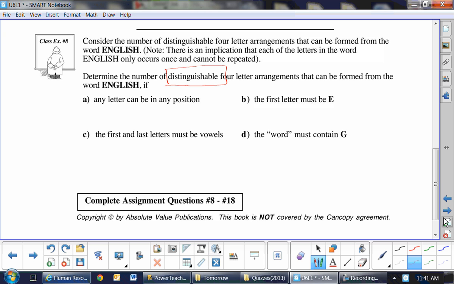They didn't ask for words, right? So GLSH would be considered one of them because it's just a 4-letter arrangement. Now, if I was doing this, any letter can be in any position. So 1, 2, 3, 4. Okay? So is there any restrictions on this one?